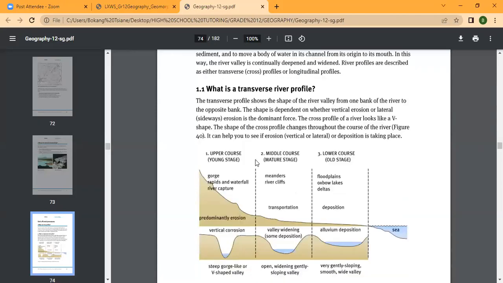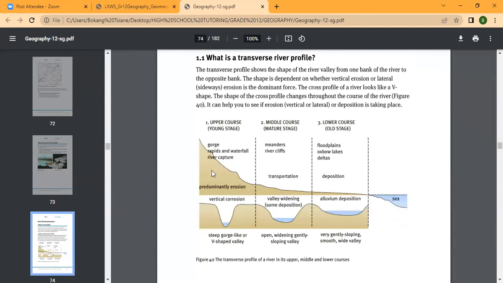The river profile. As I said, the river starts at the mountain. It originates at the mountain, and the velocity of the river at the mountain is very high, which means the rate of erosion is very high. So at the start, the upper course or the young stage, the process that occurs is predominantly erosion.